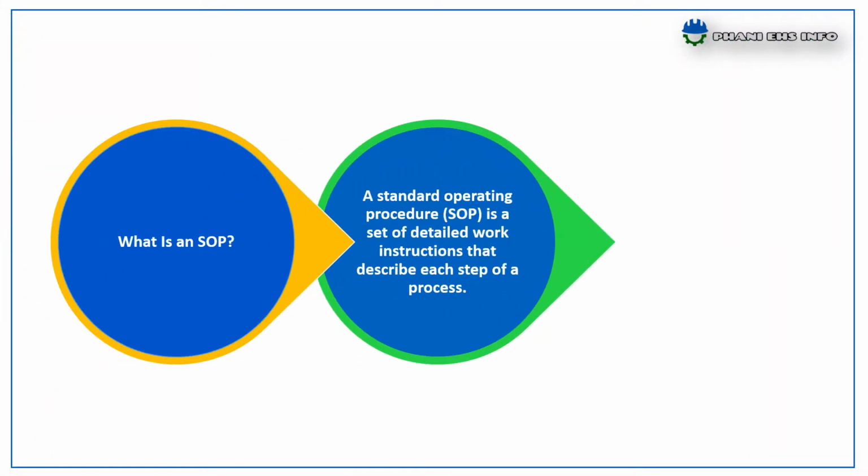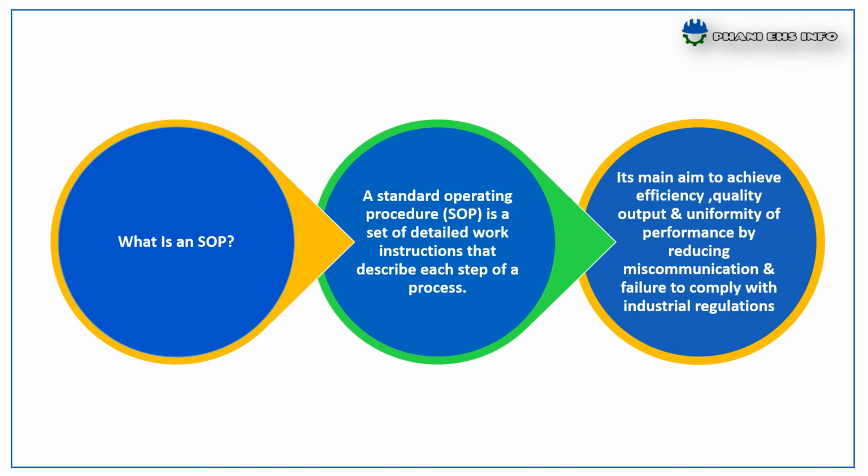A standard operating procedure is a set of detailed work instructions that describes each step of a process. Its main aim is to achieve efficiency, quality output, and uniformity of performance by reducing miscommunications and failure to comply with industry regulations.